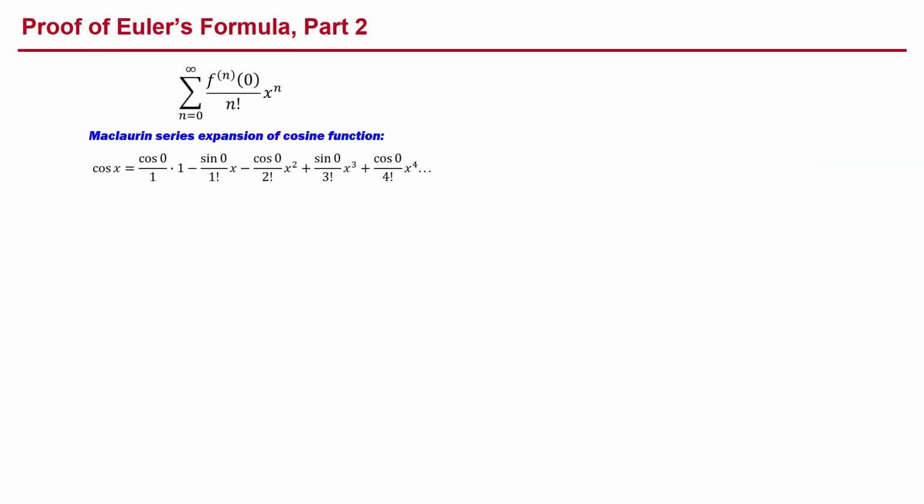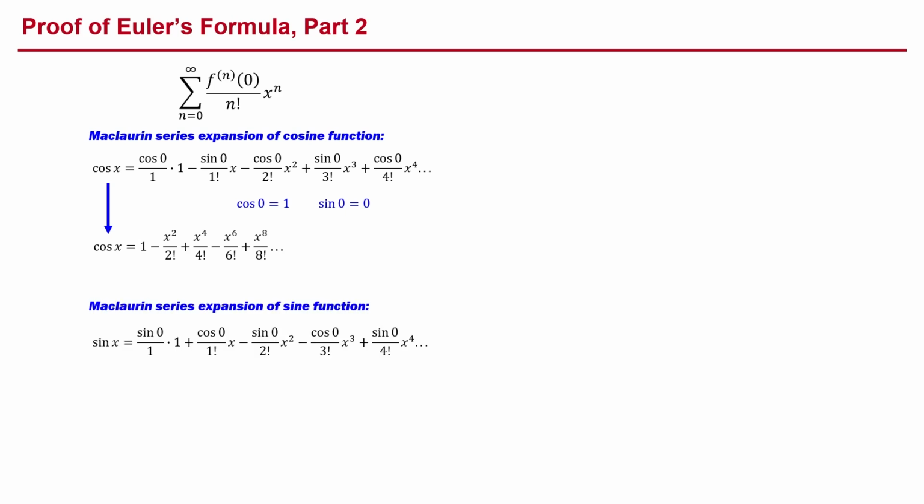Here is the Maclaurin series expansion of the cosine function. Recalling that cosine of 0 equals 1 and sine of 0 equals 0, the terms with the odd exponents of x all go to 0, and we are left with only the terms with the even exponents. Here is the Maclaurin series expansion of the sine function. This looks similar to the expansion of the cosine function, but here the terms with the even exponents of x go to 0, and we are left with only the terms with the odd exponents.